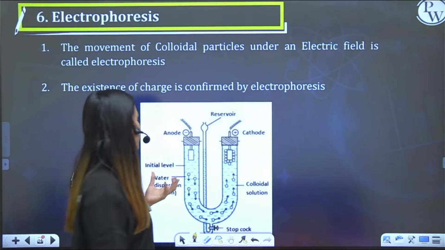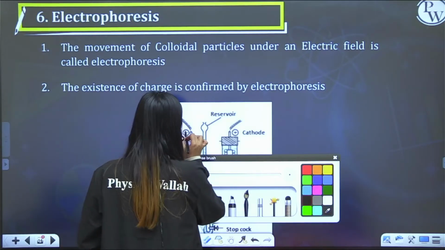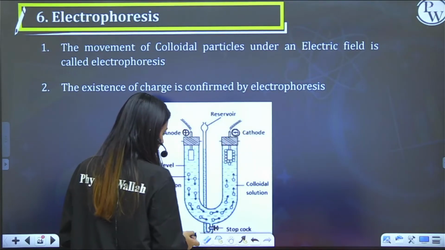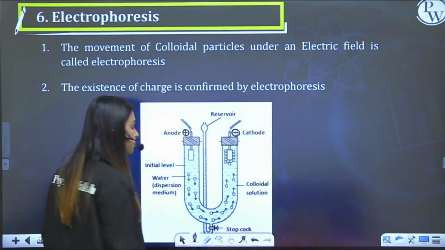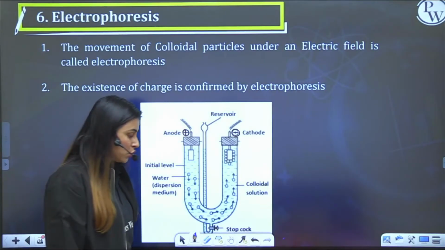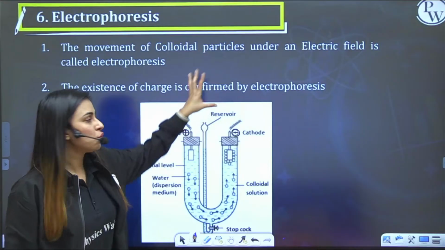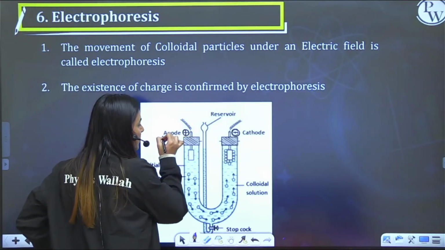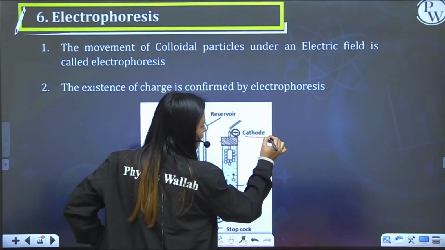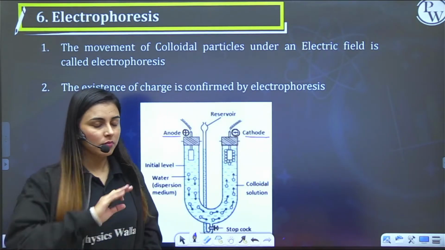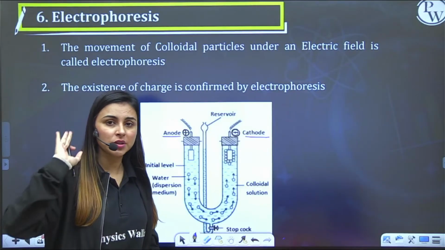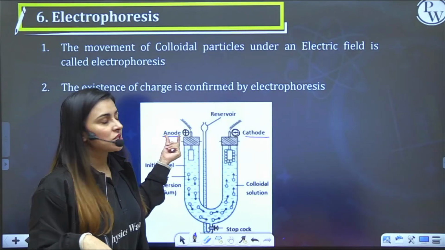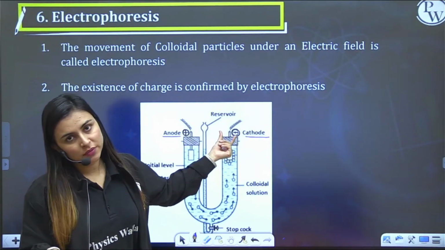In electrophoresis, my dear students, first let's make this correction. This is positively charged and this is negatively charged. Okay, so now let's try to understand it. In electrophoresis, you have a U-tube like this. You connect this U-tube with cathode and anode, that is with a battery. Your positively charged terminal is known as anode and your negatively charged terminal is known as cathode. Always and always this will be true. For electrophoresis, you will have a U-tube, you will connect it to the battery. The positively charged terminal will be your anode and the negatively charged terminal will be your cathode.